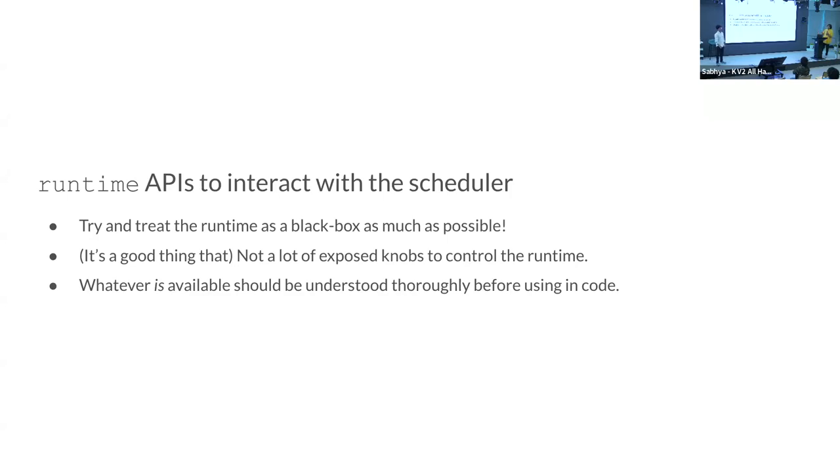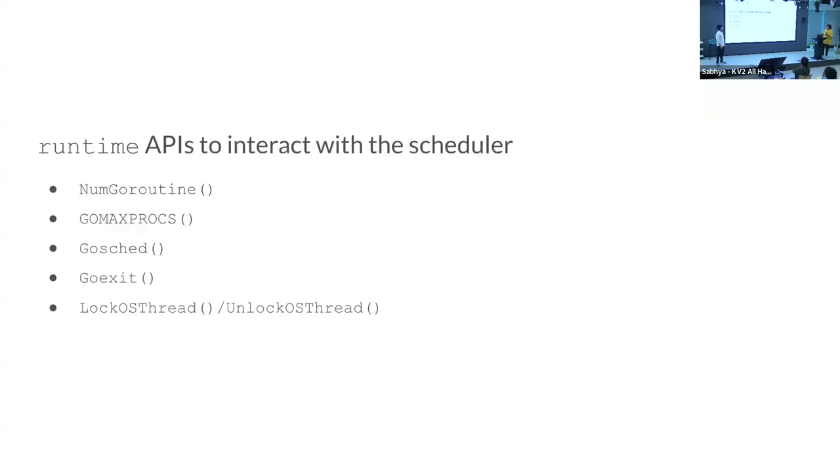It's a good thing that there aren't a lot of knobs exposed, because it's really intricate what happens in the runtime. And your understanding of it for your use case might not align with the best intent of what the runtime is trying to do for you. So whatever is available should be understood. There are a bunch of APIs that the runtime provides us with: NumGoroutine, GOMAXPROCS, Gosched, Goexit, and LockOSThread. We are going to try and talk about Gosched and LockOSThread today. There is great documentation on these. I have linked that. You can also check out the talk that I have linked earlier on. It's there in that as well, a detailed explanation.